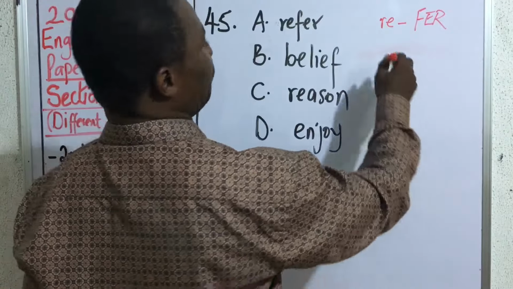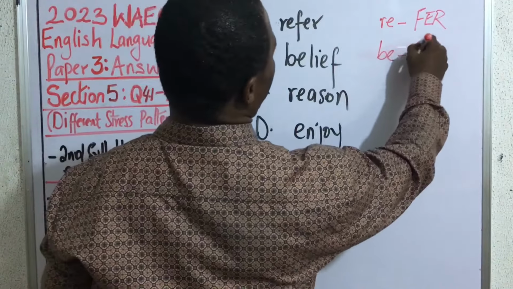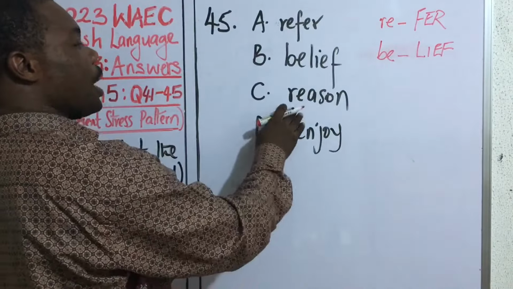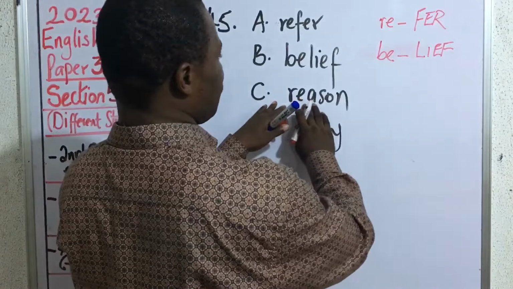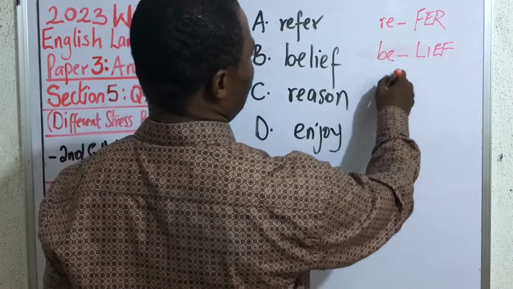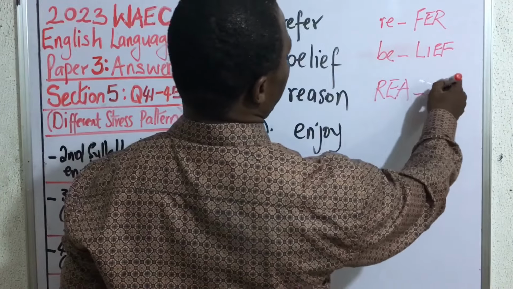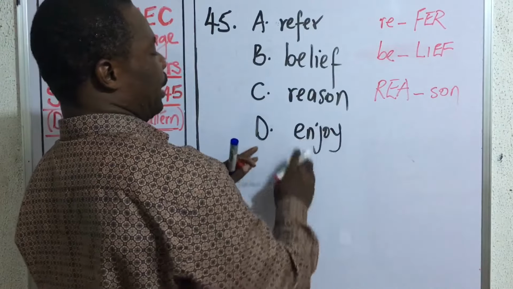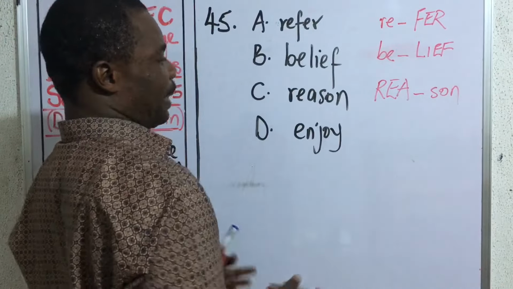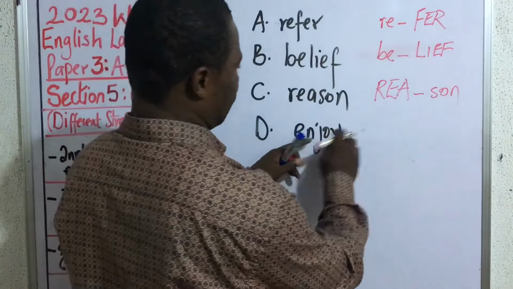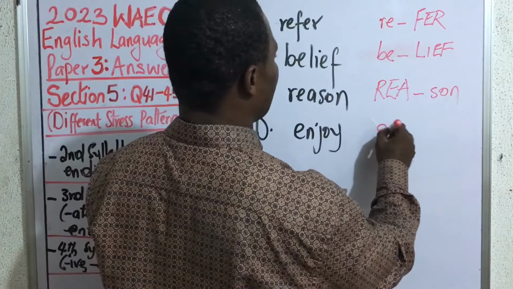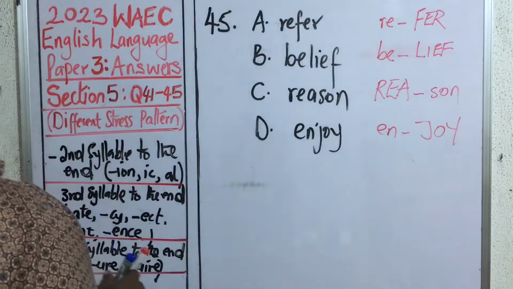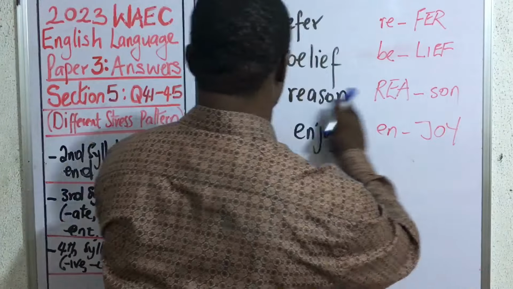Believe. So you're going to have B, and then you have L-I-E-F. Then option C, reason. You got to stress the first syllable because it is a noun. So here you have re, and then you have sing. Then option D, you have enjoy. Enjoy. This is a verb, an action. So you're going to stress the second syllable. So here you're going to have E-N-J-O-Y. At the end of the day, the option that has a stress on a different syllable is option C.